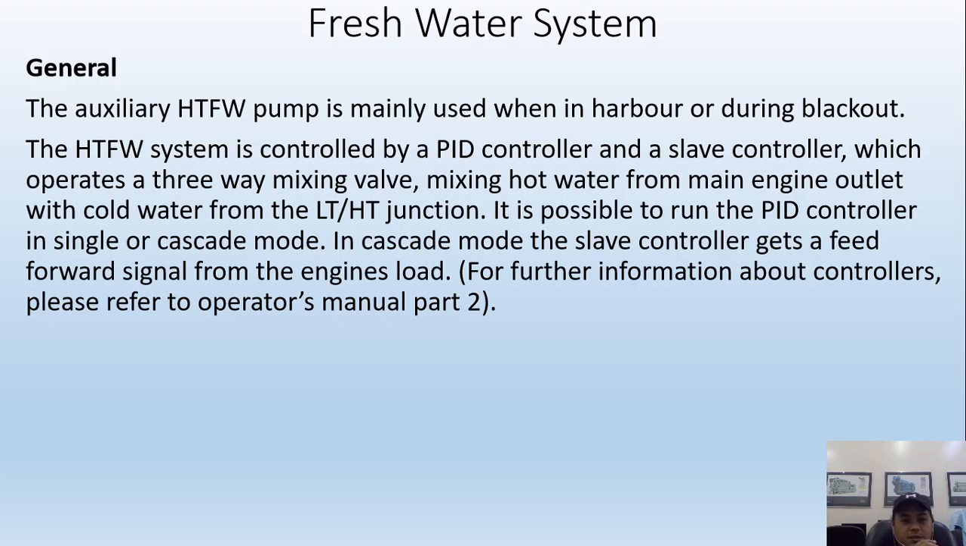The HT freshwater system is controlled by a PID controller and a slave controller which operates a three-way mixing valve. So it is still mixing hot water from the engine outlet with cold water from the LT-HT junction. It is possible to run the PID controller in a single cascade mode. So in cascade mode, depending on the engine load, the higher the load, the more cooling you give to our freshwater.